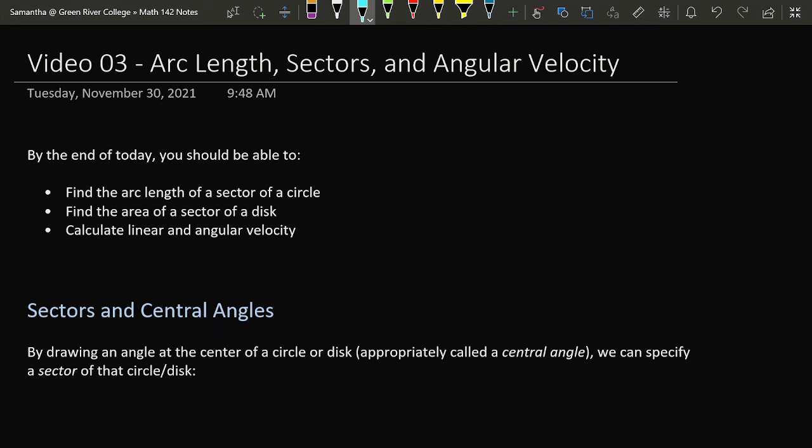Welcome back. In today's video, we're going to talk about the relationship between angles and portions of circles. So we're going to find the arc length of a sector of a circle, which is a piece or portion of a circle. We're going to find the area of a sector of a disk, and then we're going to study the relationship between what's called linear velocity, which is how quickly an object is moving forward or backward, and angular velocity, which is how quickly an object is spinning, and the relationship between those two velocities.